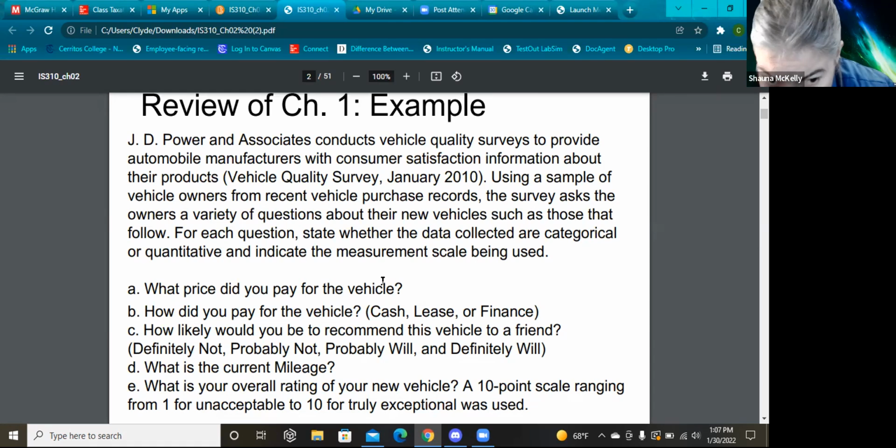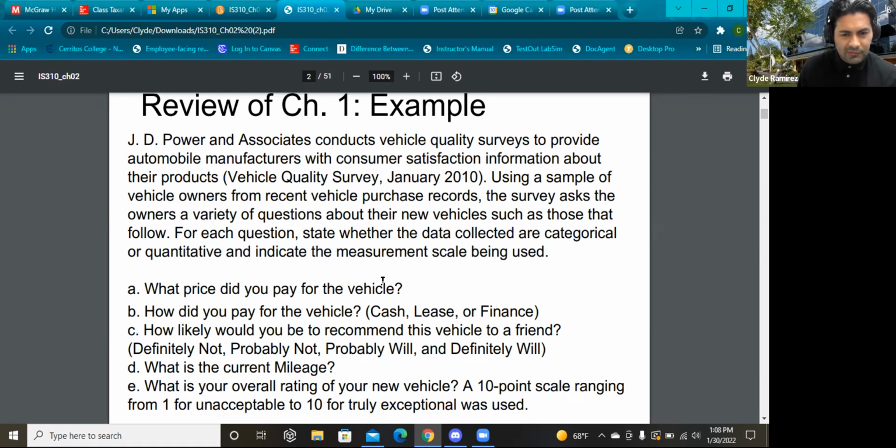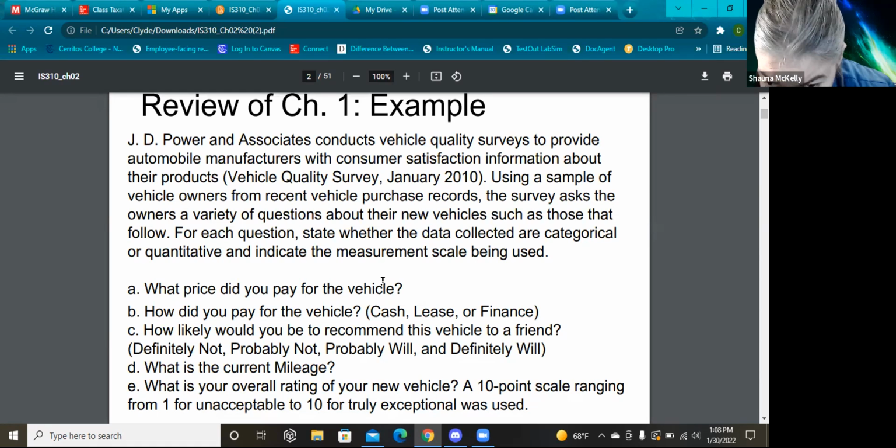How did you pay for the vehicle? Cash, lease, or finance? Now here, this is qualitative, right? And it's nominal. We can't judge cash as being better than lease or finance. There's no ranking to this, so it's just naming it.